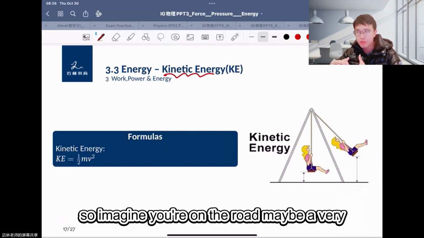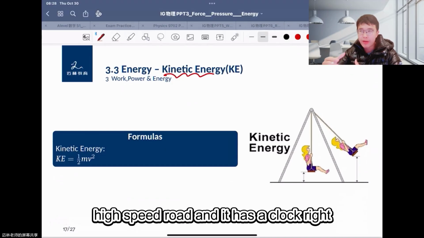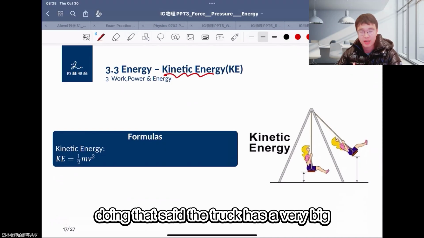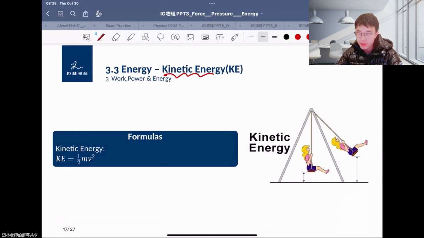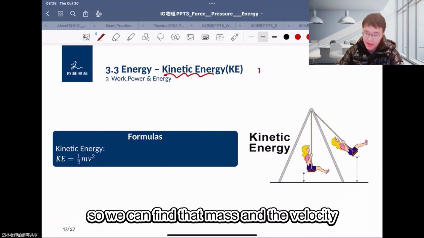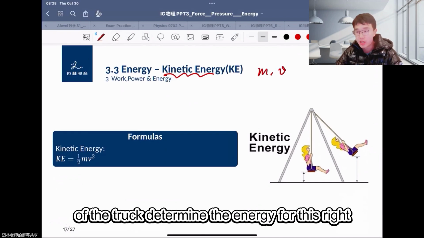So imagine you're on the road, maybe a very high speed road, and it has a truck, right? So you can say that truck has a very big energy, or it contains a lot of energy. Okay, so we can find the mass and the velocity of the truck determine the energy for this, right?